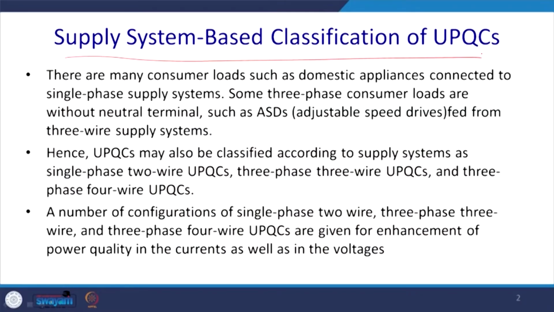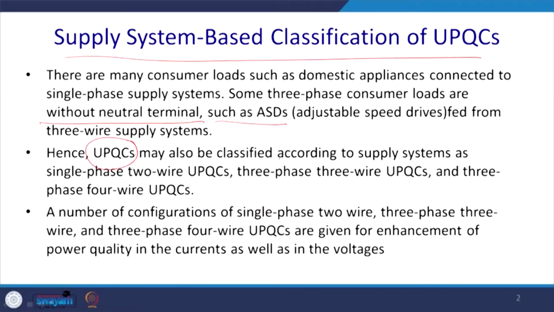There are many consumer loads, such as domestic appliances, connected to single phase systems. Some 3 phase consumer loads are without neutral terminal, such as adjustable speed drives from 3 phase 3 wire systems. These are sources of harmonics. Hence, UPQC may also be classified according to the supply, because we require to put the UPQC where most problem arises, at the point of bleeding. That is called the banded method.